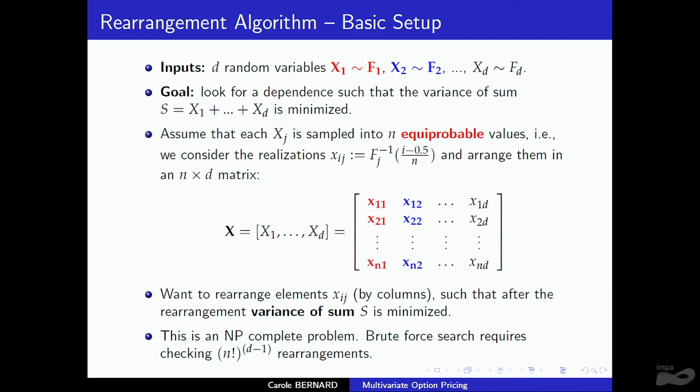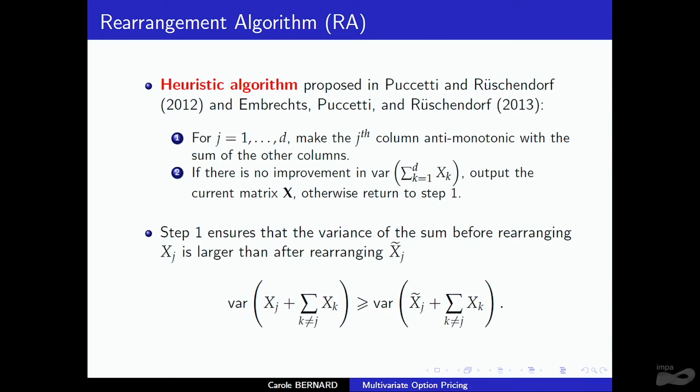The goal is finding the rearrangement that minimizes the variance of the sum. So for the sums, you would sum over the rows, and you would flip the values in each column to minimize the variance. And this is an NP-complete problem, which means there's no polynomial complexity algorithm that can solve it. There is an algorithm that works really well and is a very good heuristic, which is the rearrangement algorithm, developed in 2013.